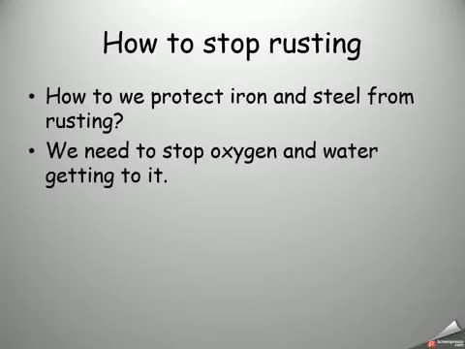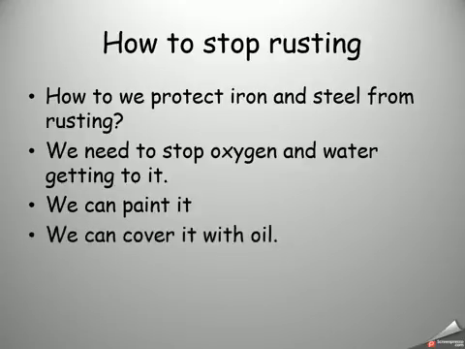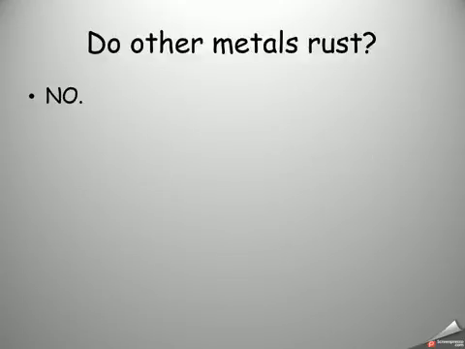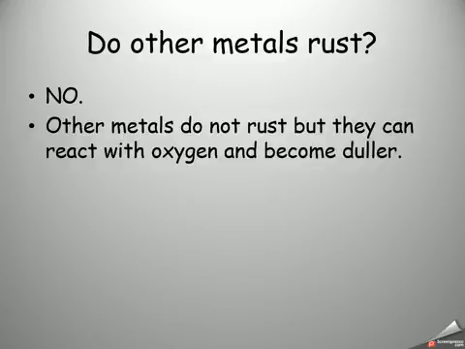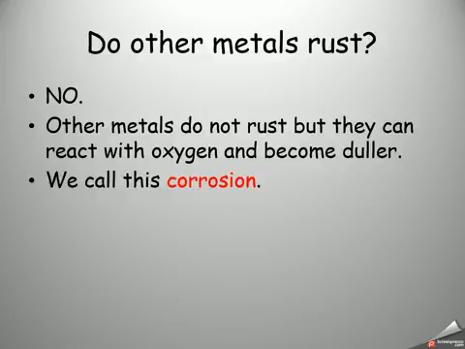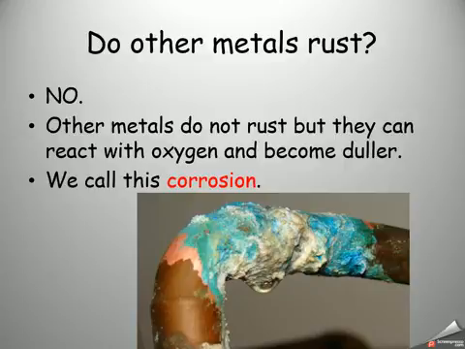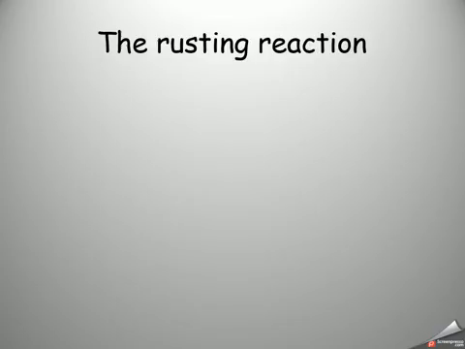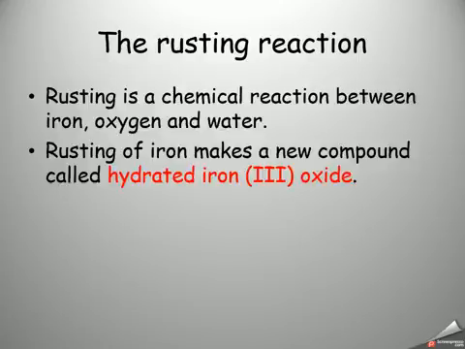How do you stop rusting? What you want to do is stop the oxygen and the water getting to it, so we can paint it, or we can cover it up with oil. Do other metals rust? No. Only iron and steel rust, because steel obviously contains iron. Other metals do not rust, but they become duller when they react with oxygen. We call this corrosion. Now that is copper, and it is corroded, not rusted. Only iron can rust. It is corroded. So rusting is a chemical reaction between oxygen, iron, and water.